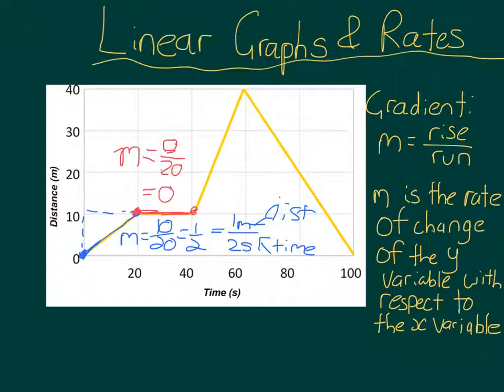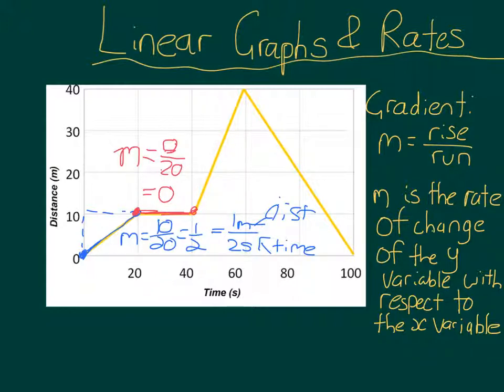So the gradient of this particular line segment in red is 0. That means that we've had 26 seconds, but we haven't gone anywhere. The speed is 0, and that makes sense given that we knew that this was rest. So the speed is 0. That's how you calculate speed.